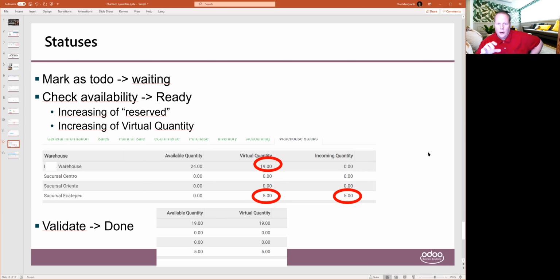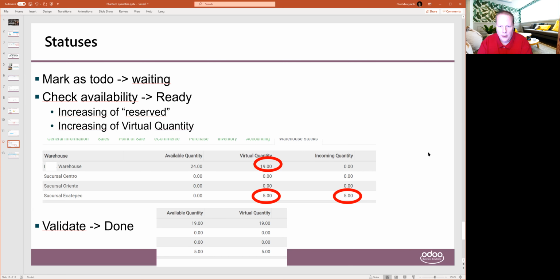which is the next item. So if I click the first one, the first step is mark as to do, which essentially gives the warehouse staff an order that you need to go and do this thing. Then the status of this one shifts in the internal transfers to waiting. The next step would be to check availability, which makes it ready if the stock is available in Odoo's source warehouse. It also increases the reserved amount, and it also increases the virtual quantity of this product.